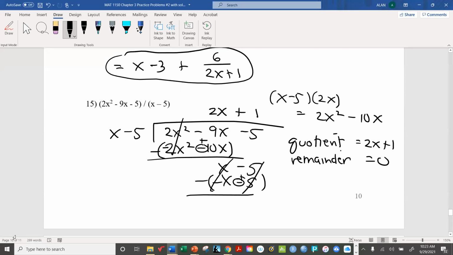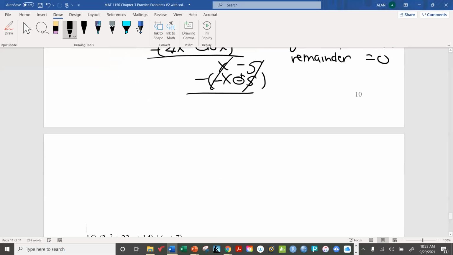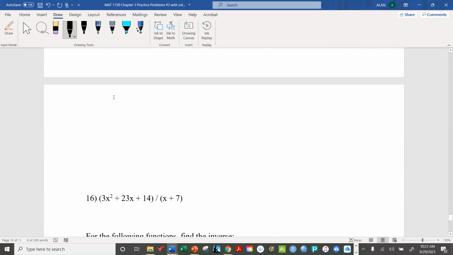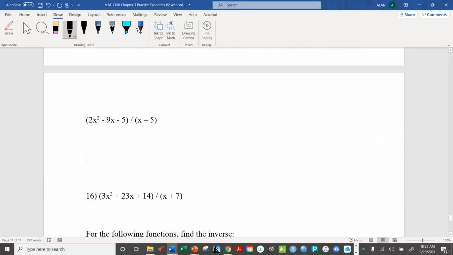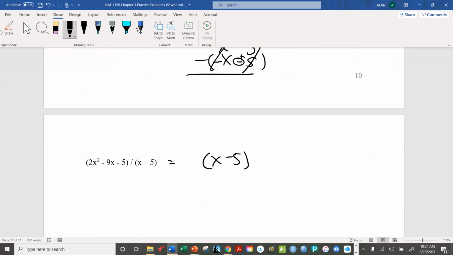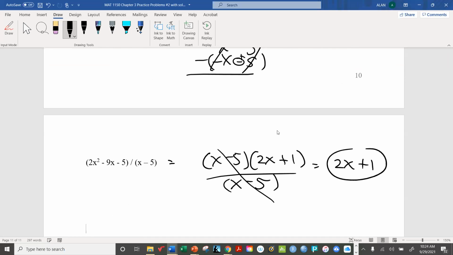So it may not be obvious right away, but x minus 5 divides evenly into this expression. Well, how did we know that? All right, so in other words, what this is really saying is that the numerator could be written as x minus 5 times 2x plus 1. And the denominator, of course, is x minus 5. But you see what's going to happen now. These drop out, and your final answer is simply 2x plus 1.